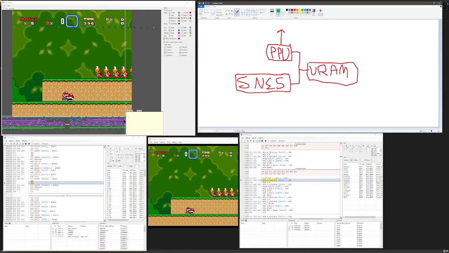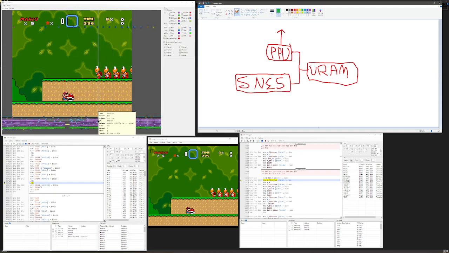But for the most part, during V-blank, the SNES can dump as much stuff in VRAM as it needs to for this frame. And then during the frame, the PPU reads that from VRAM. And it just alternates back and forth. The SNES has this little tiny bit of time to write all that stuff to VRAM, and then the PPU has all this time to draw the picture.